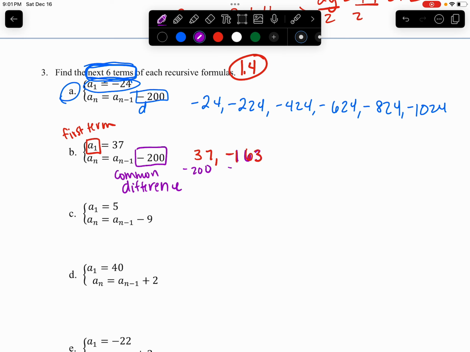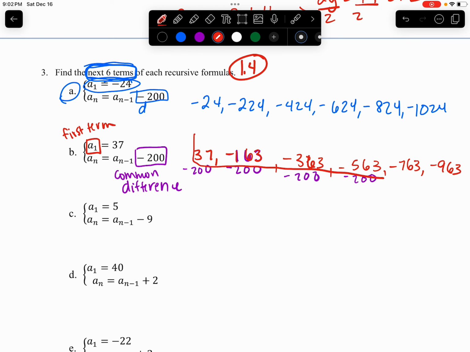163, and I'm going to keep subtracting 200 6 times. We are left with negative 363. I'm going to subtract by 200 again, and that is negative 563. I'm going to subtract another 200. That's negative 763, and then the last one is negative 963. All right, 1, 2, 3, 4, 5, 6. Yes. Okay, that's it. This is your solution.